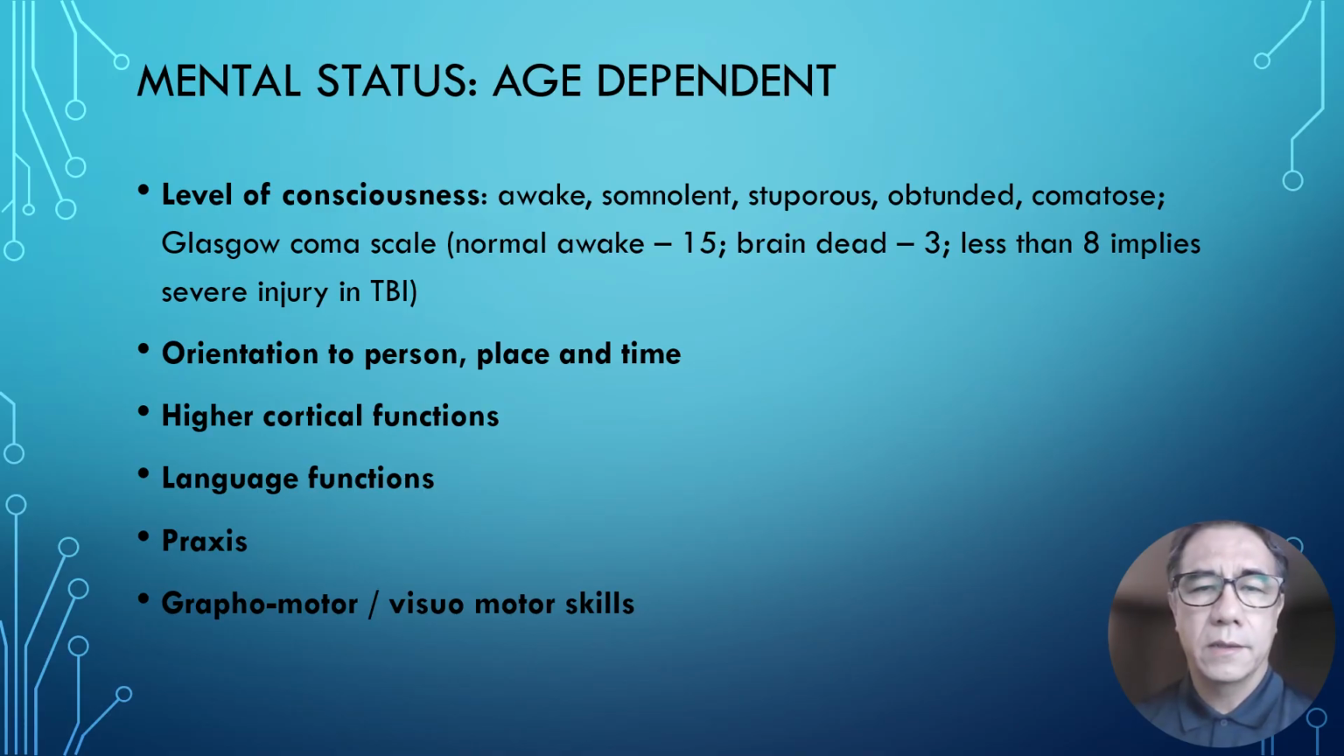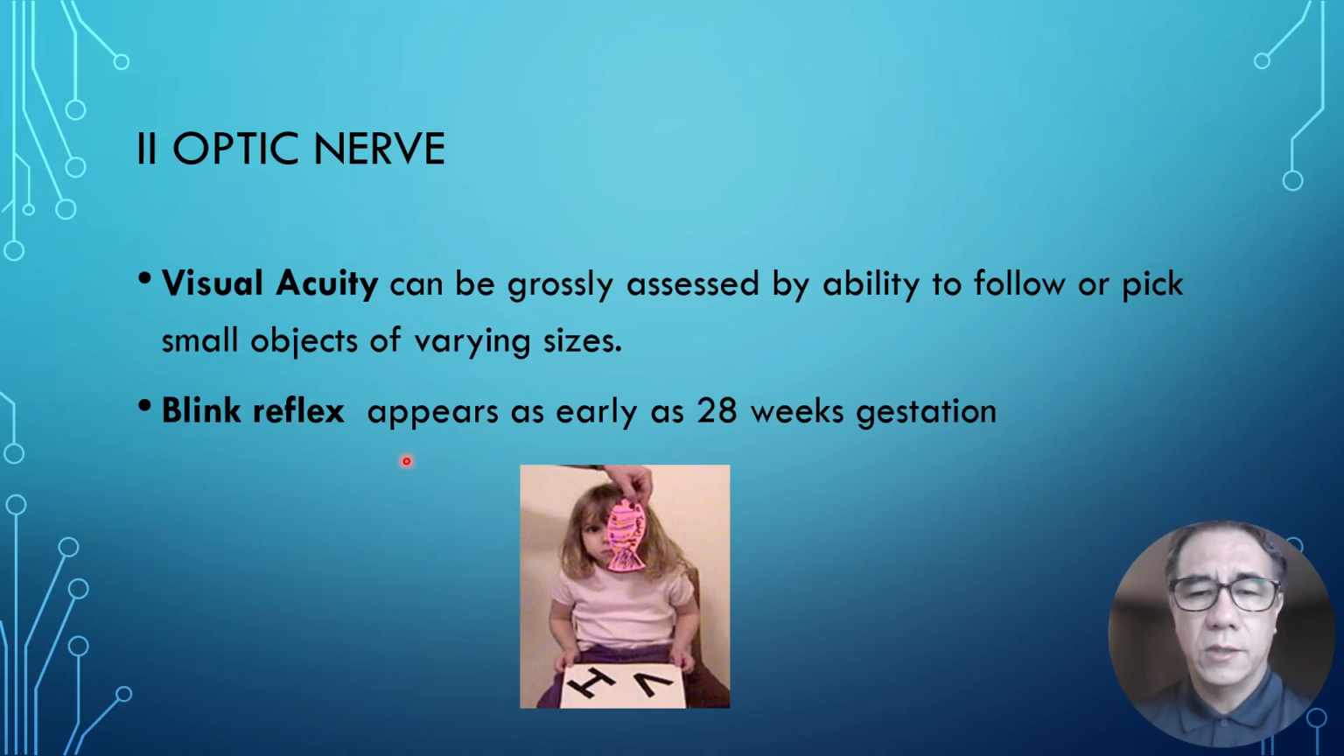So again, going back to mental status, level of consciousness is normal if awake, followed by somnolence, stuporous, obtunded, or comatose. Patients should be oriented to person, place, and time. Higher cortical functions, depending on age, should be tested: language function, praxis, graphomotor, and visuomotor skills. And this is all age dependent.